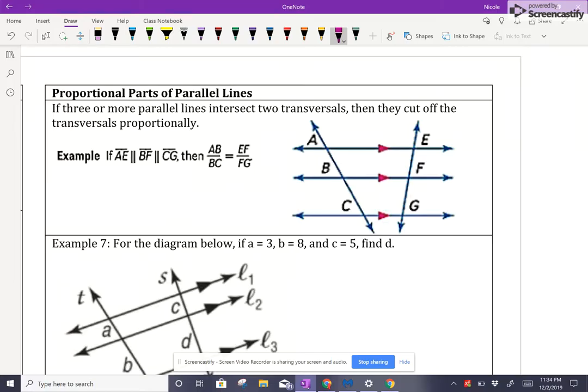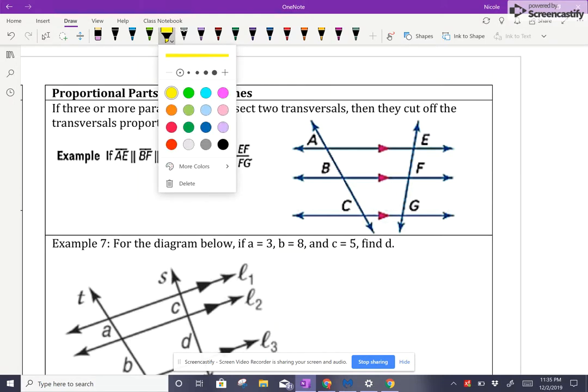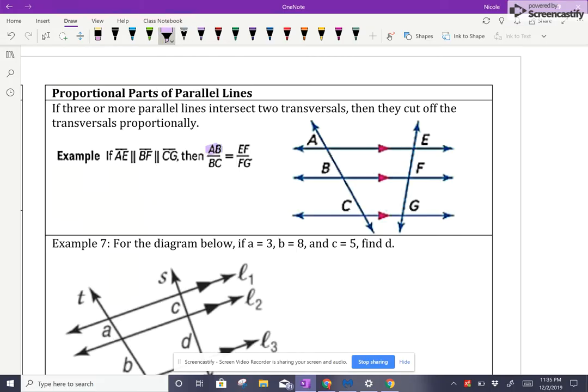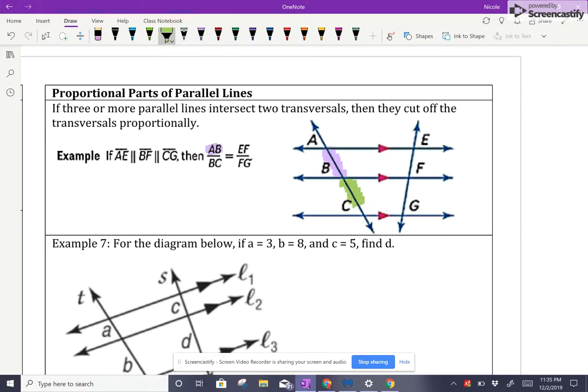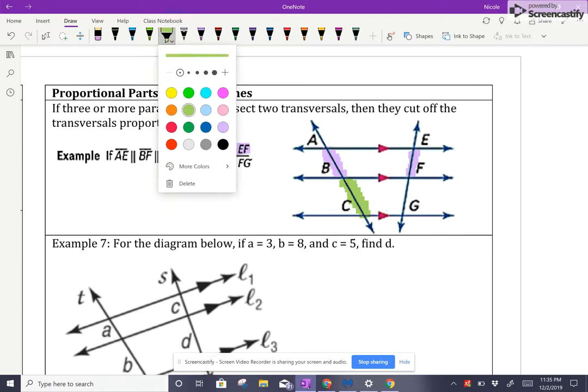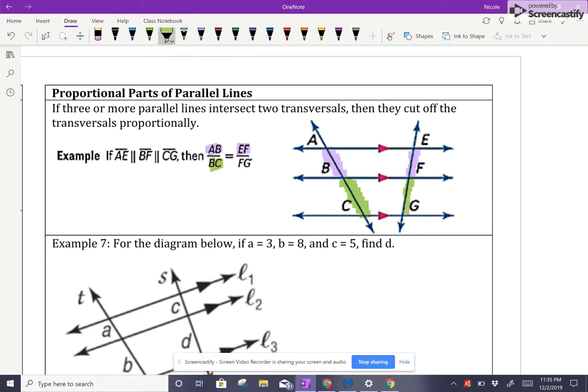So if I have AE and BF are parallel and CG is also parallel, then we can say that AB, this segment right here, over BC, so you can treat these as like small little triangle segments, BC is proportional to EF over FG. Now, do these form actual triangles? No, but this is what our rule states.